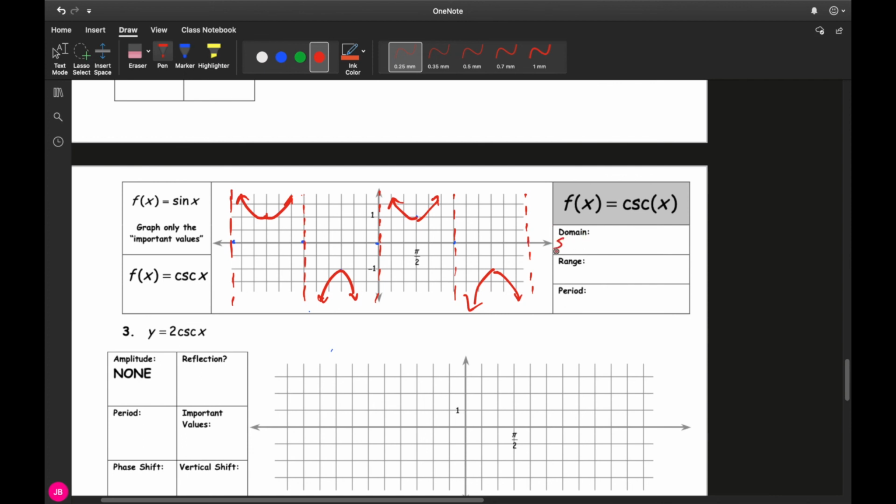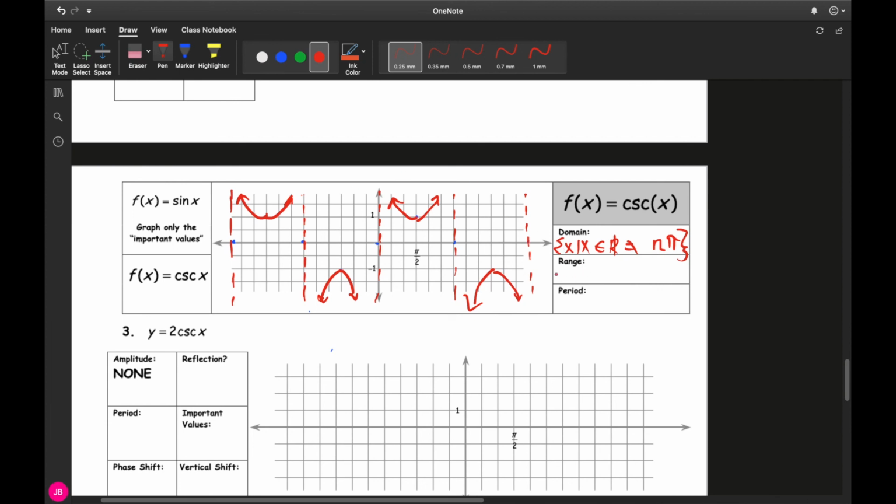So we're going to say the domain is a set of x's such that x is a real number, except for when you have n times pi. Okay, so no 1 pi, 2 pi's, negative 1 pi, 0 pi. Those are all integers, so none of those are going to count.